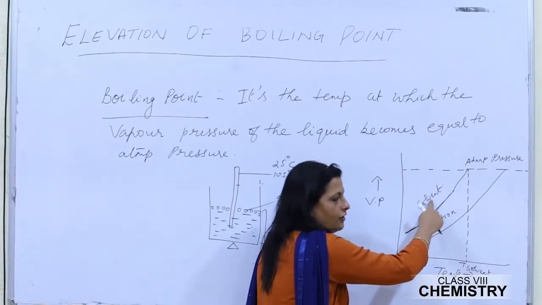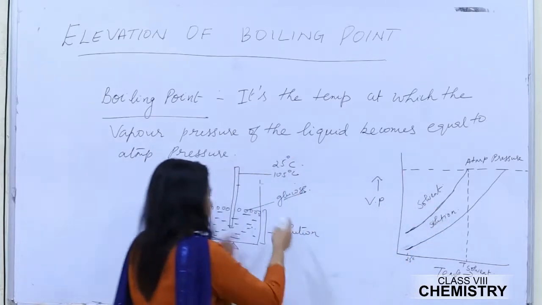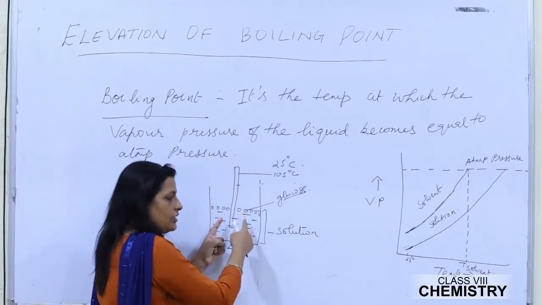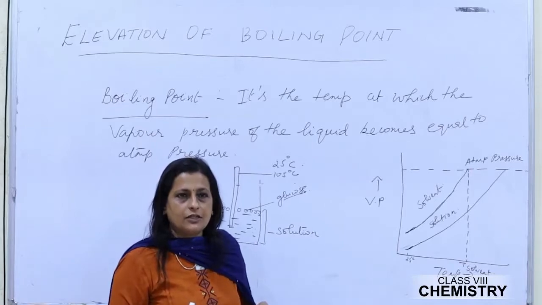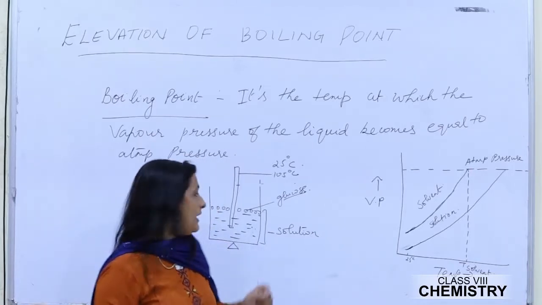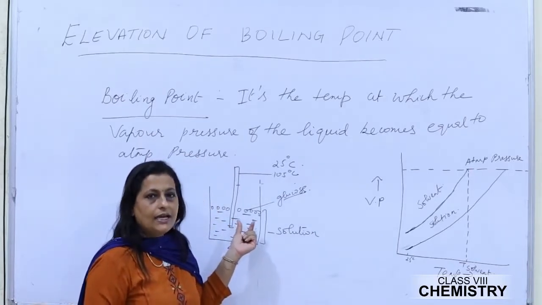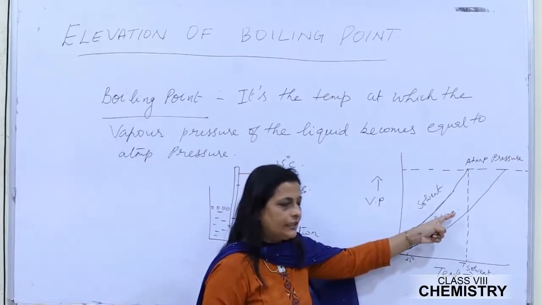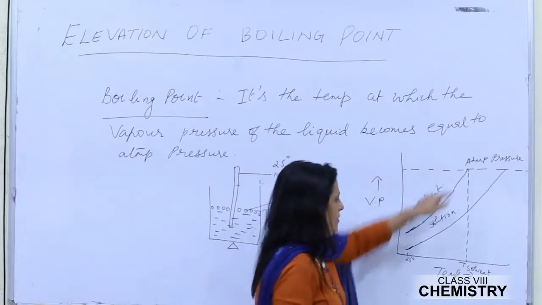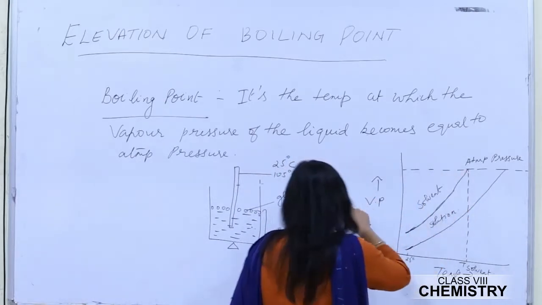For the same temperature, you see the vapor pressure of the solution is less than the vapor pressure of the solvent. What is the reason for that? Because when you are adding a non-volatile solute, the surface is also occupied by what? Non-volatile solute. So what happens to the escaping tendency of the solvent molecules? It decreases. So what happens to the vapor pressure? It also decreases.